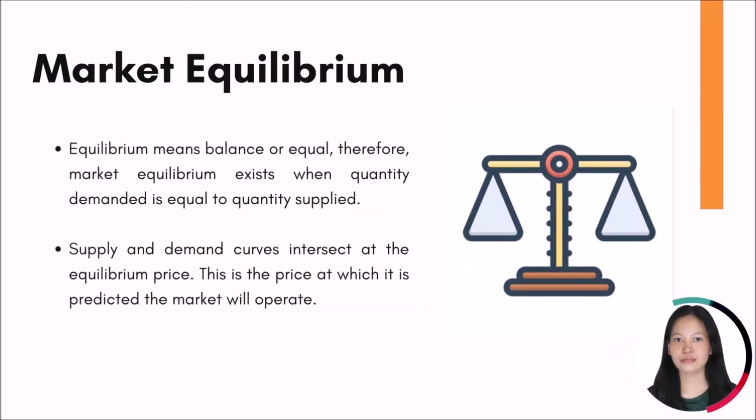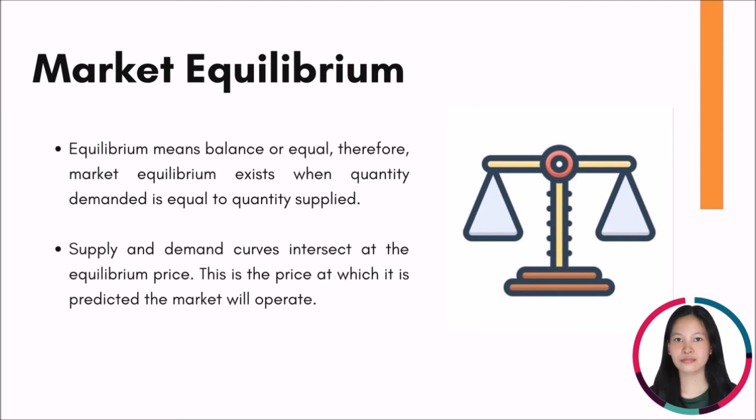So first, what is market equilibrium? Equilibrium means balance or equal. Therefore, market equilibrium exists when quantity demanded is equal to quantity supplied. Furthermore, supply and demand curves intersect at the equilibrium price. This is the price at which it is predicted the market will operate.